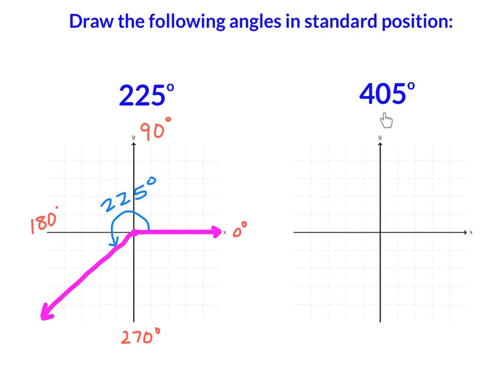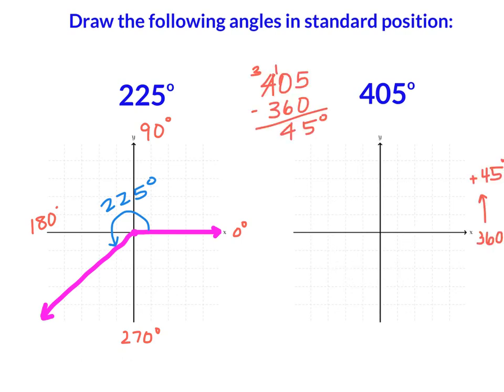So let's do 405. It's positive, it's going to have an initial side here, and it's going to have to go around at least once. So to figure out how much more it has to go, I do 405 and I subtract 360 from it, and I see that it has to go an extra 45 degrees. So let's draw that. So I start with my initial side, and then I know it'll go around once and keep going 45 more degrees, and I put my arrow going this way to indicate a positive angle, and I label it, and there you go.